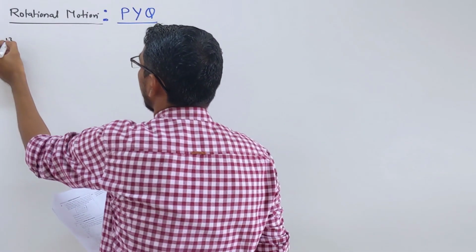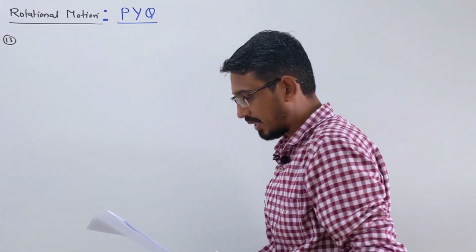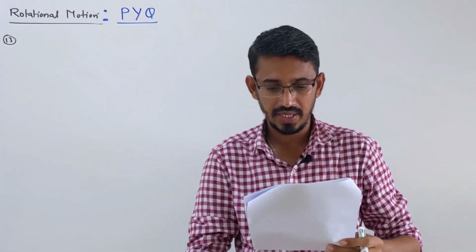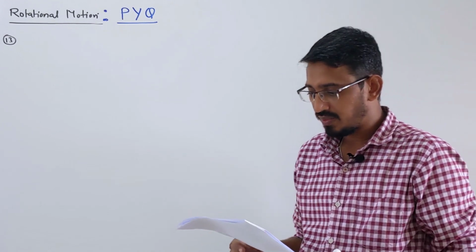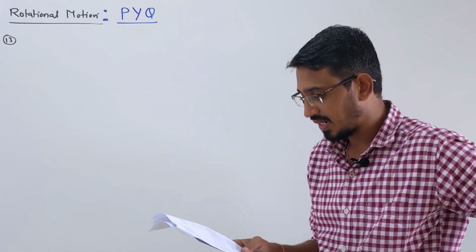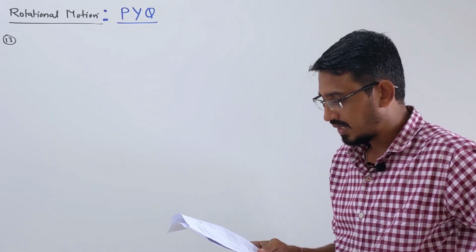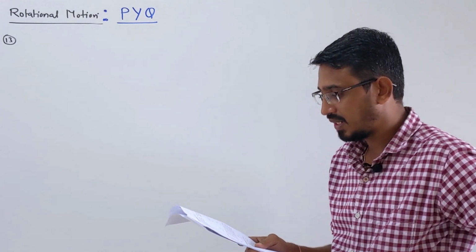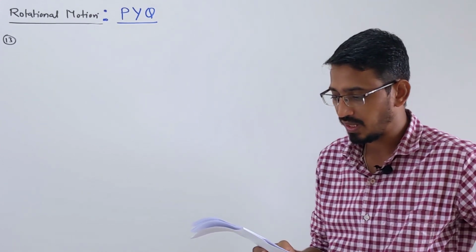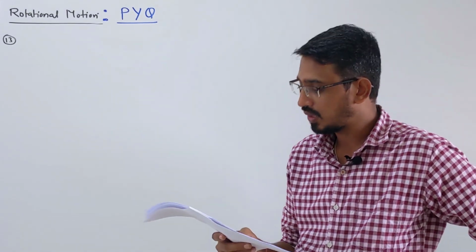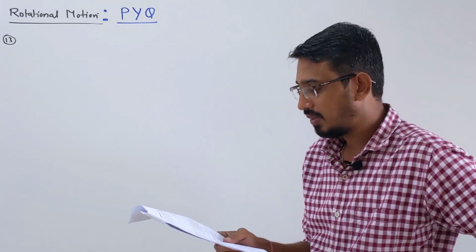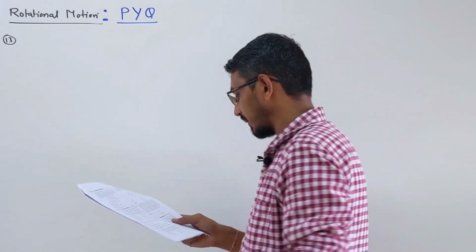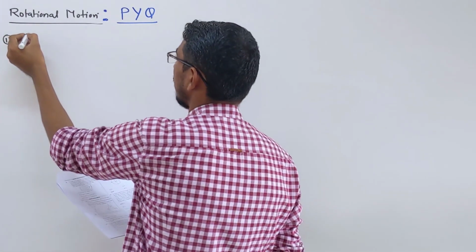Problem number 13 we are doing now, and it says a circular platform is mounted on a frictionless vertical axle. Its radius is given 2 meters. Moment of inertia about the axle is given, and it is initially at rest. A 50 kg man stands on the edge of the platform and begins to walk along the edge at the speed of 1 meter per second relative to the ground. The time taken by the man to complete 1 revolution is what? This question is again from AIPMT 2012.